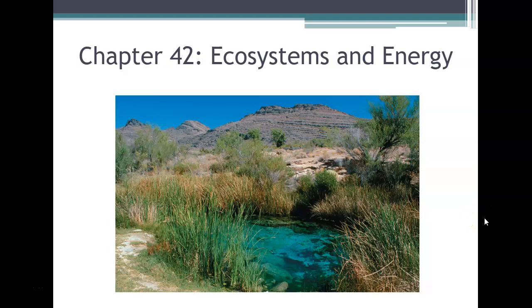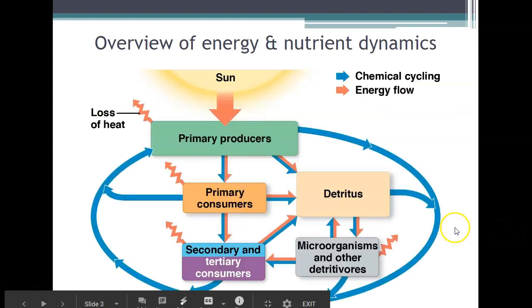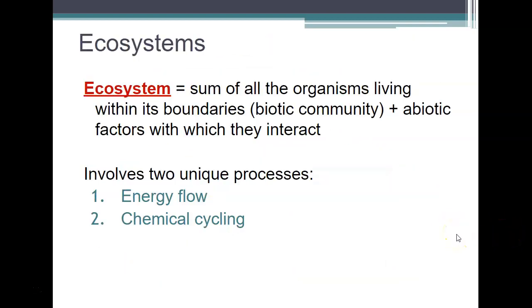All right, everybody, moving right along, we are going to talk a little bit more specifically about ecosystems and energy and the transfer of energy between levels of an ecosystem. So, an ecosystem is basically the sum of all of the organisms living within a specific area, all the biotic stuff living, and all the abiotic factors that they interact with.